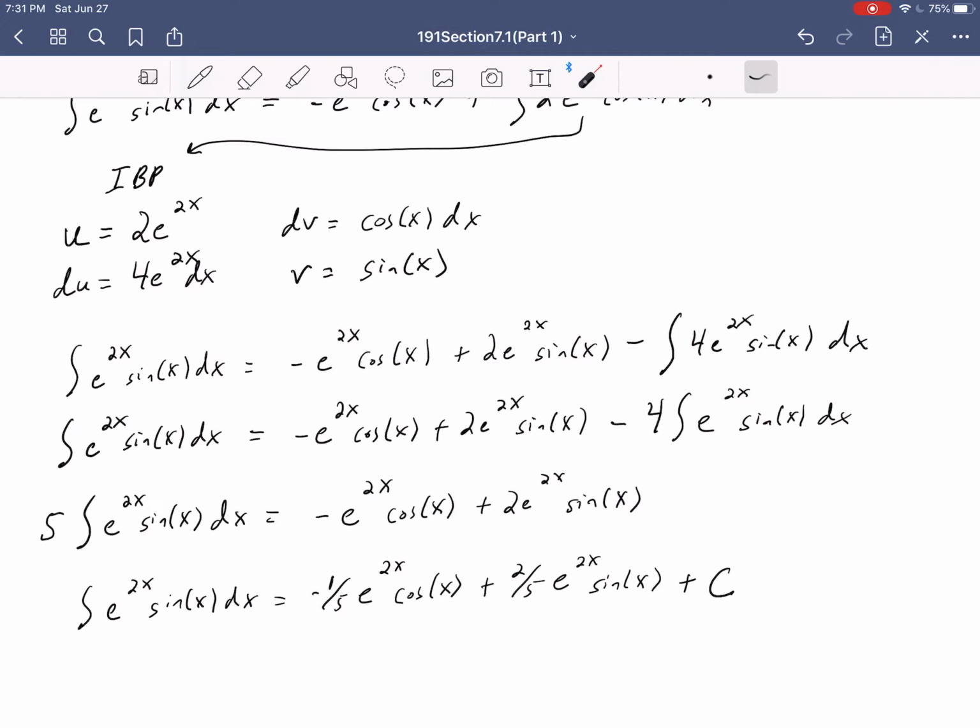For now, though, this is going to wrap up our introduction into section 7.1, your first new technique of integration by parts. In our next video, we'll be moving on into section 7.2 and taking a look at how to deal with some trigonometric integrals.